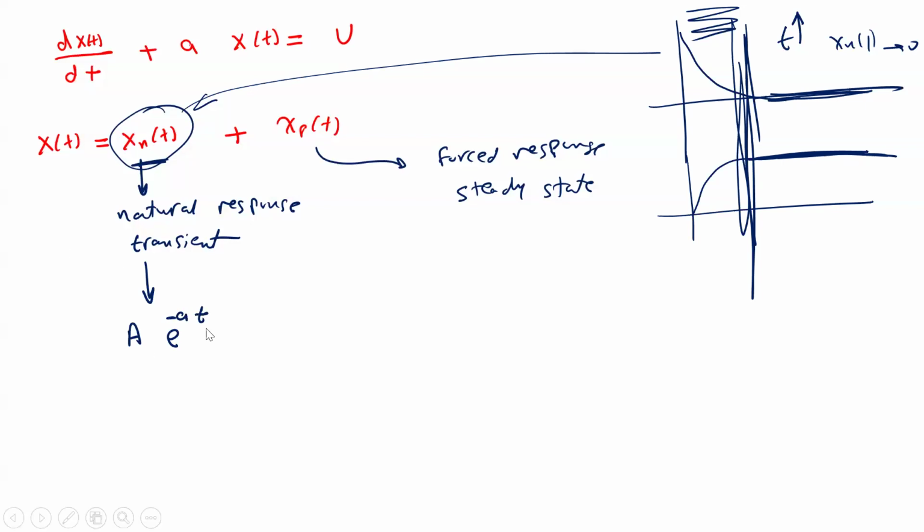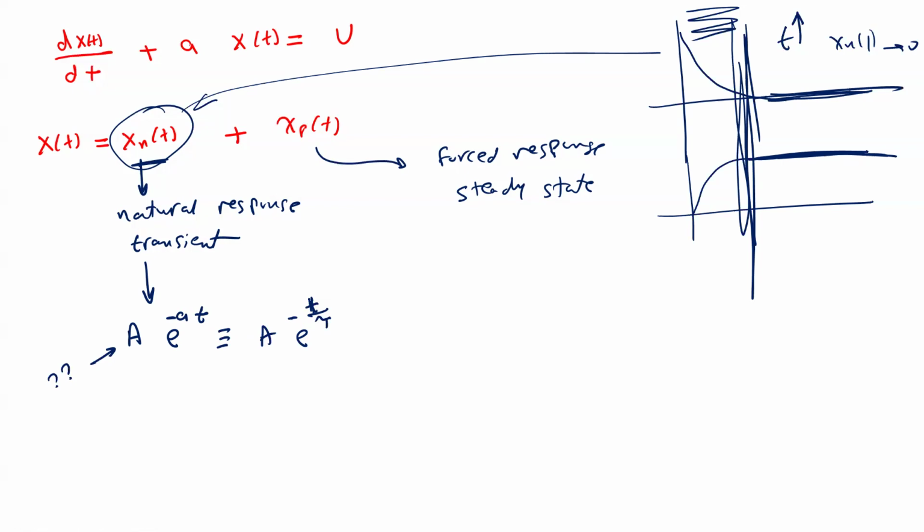Okay. For sure, I can write it: A e^(-t/tau), or e^(-at), because I told you tau is 1 over A, so it's the same thing. Is that okay? What is A? A is unknown. I will tell you how we can get it.